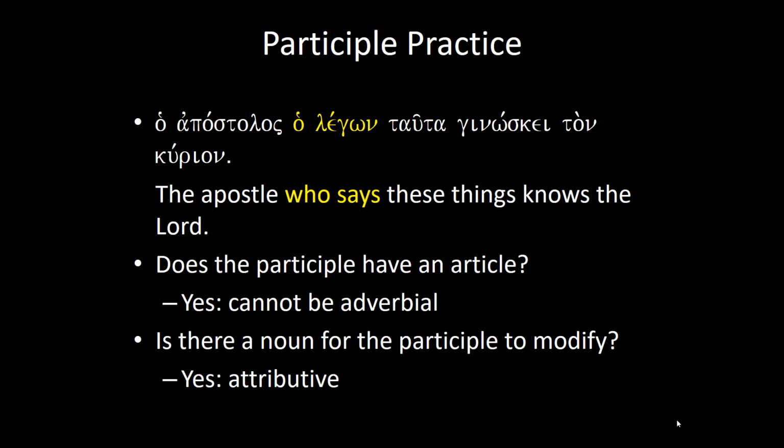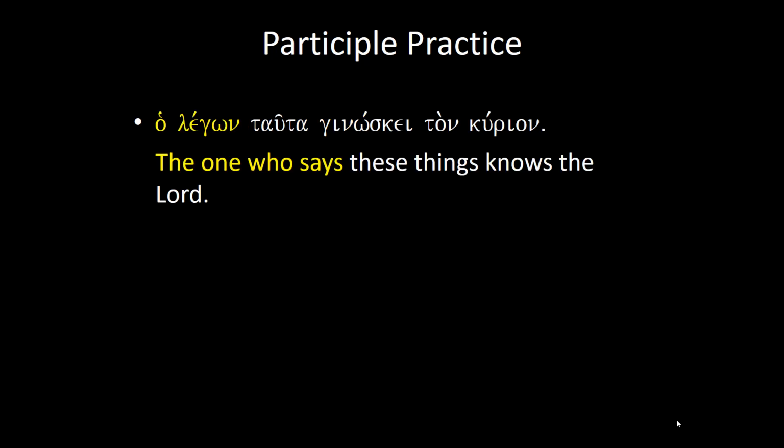It's the noun, the participle, this is an attributive position. It agrees in case, gender, and number. So this is an attributive participle. Attributive. Ha legon tauta gnoske ton kurion. Translated, the one who says tauta, the one who says these things, gnoske ton kurion.